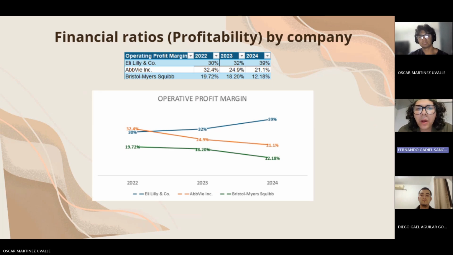And then we have the operating profit margin. The operating profit margin is the operating income divided by the revenue and multiplied by 100. So in the chart, we can check that Bristol Myers is the lowest of all the companies, and the highest is Eli Lilly and Co. So yes, with that, 39%.